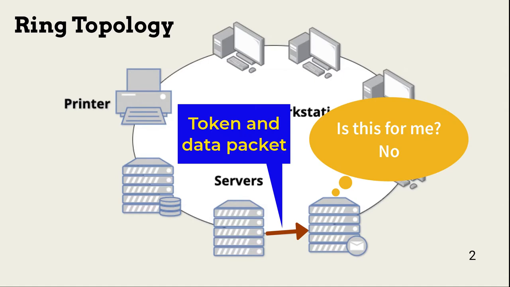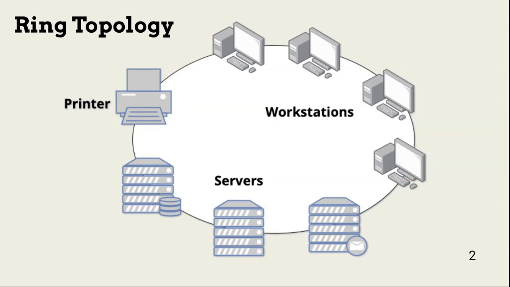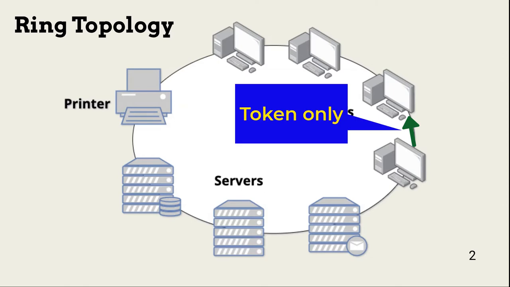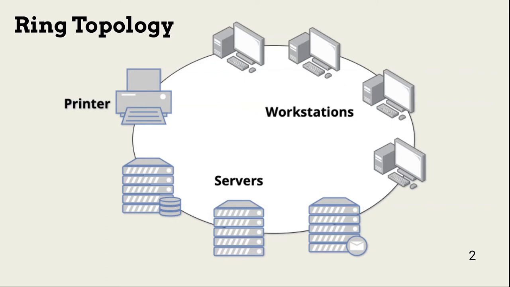When a packet is sent, the token accompanies it. Each device checks to see if the packet was sent to it. If not, it places the packet back onto the ring along with the token. Once the packet and token arrive at the intended recipient, the receiving device keeps the packet and returns the token to the network.